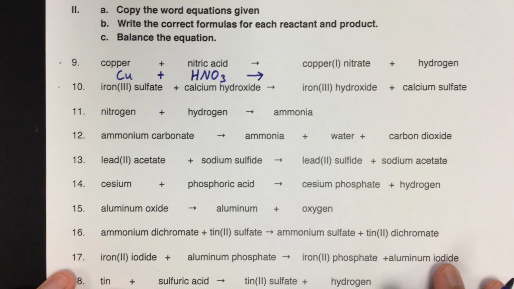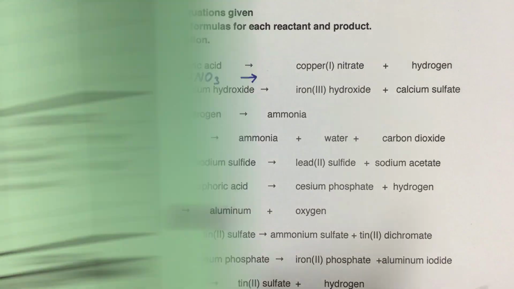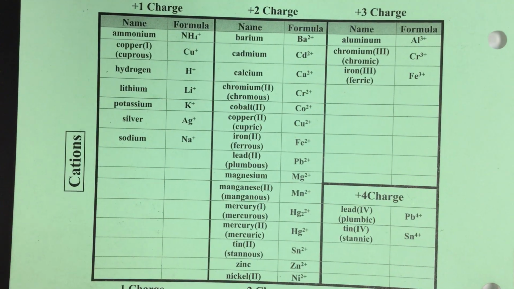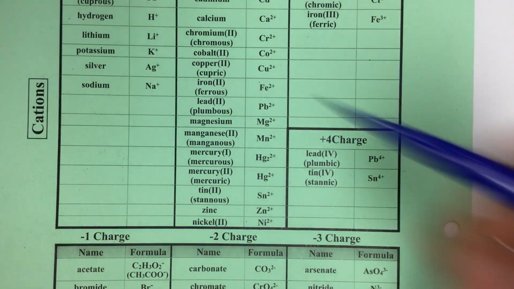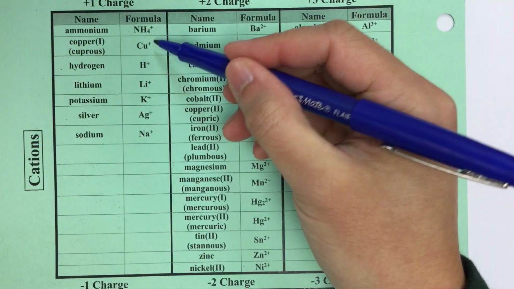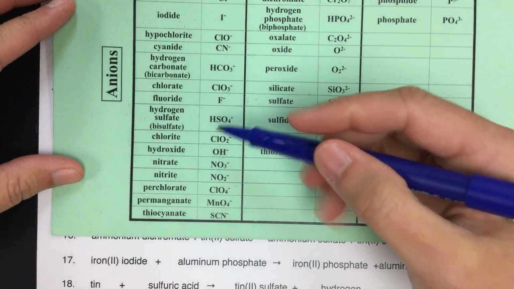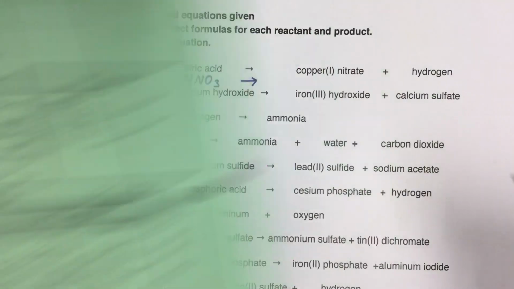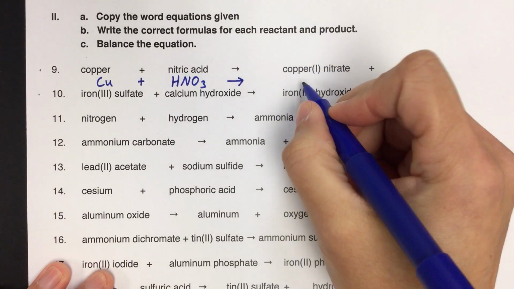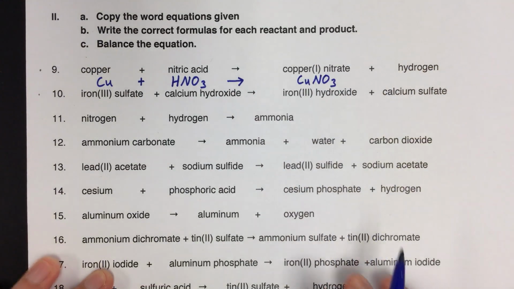And products, the first product is copper 1 nitrate. So this is really good review for how to write formulas for ionic compounds. So remember copper 1, the Roman numeral 1 tells you that it has a charge of +1. And then nitrate, which we just talked about, nitrate is NO3 minus. So you have a +1, -1. Those charges cancel. So it's going to be CuNO3. So that's the first product.